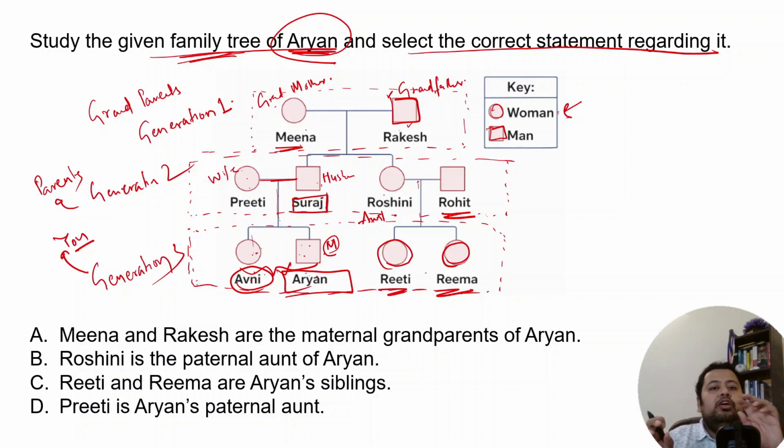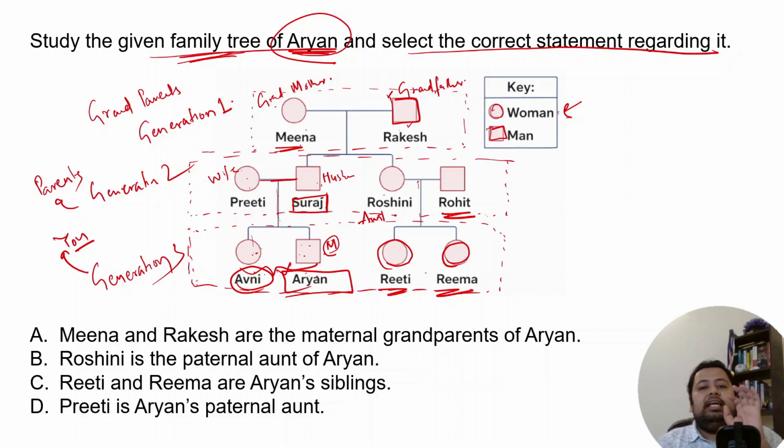Roshni is female. Suraj got married to Preeti. Roshni got married to Rohit. Right. So Roshni's husband is Rohit. Suraj's wife is Preeti. Suraj and Preeti have two children, Avni and Aryan. Aryan again is a male and Avni is a female, so they both are siblings, right? And Aryan and Avni's parents? Father is Suraj, mother is Preeti.